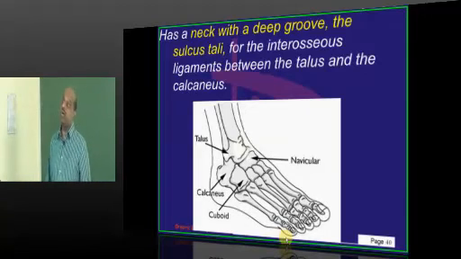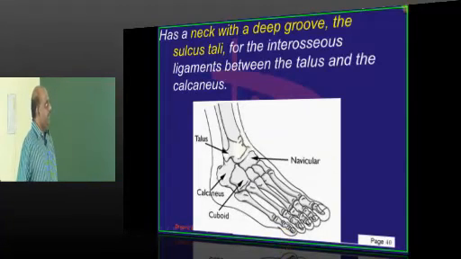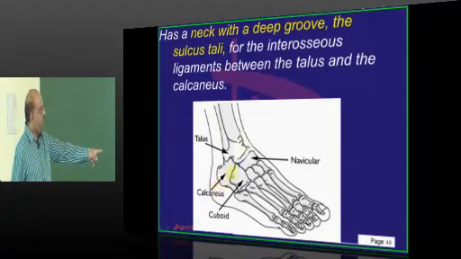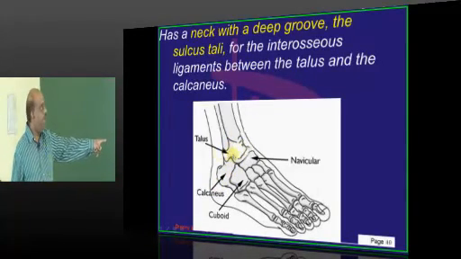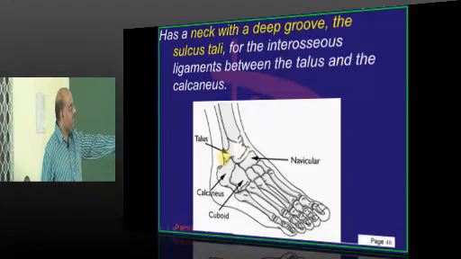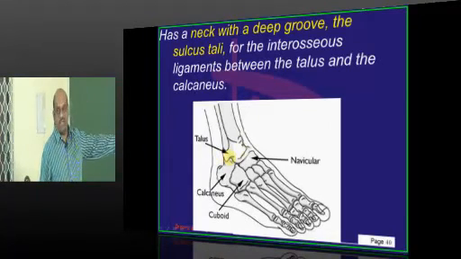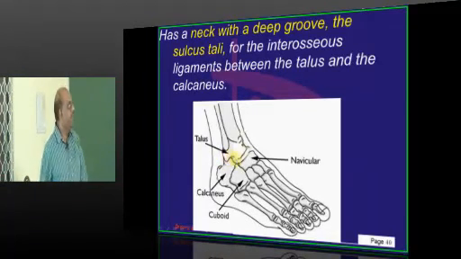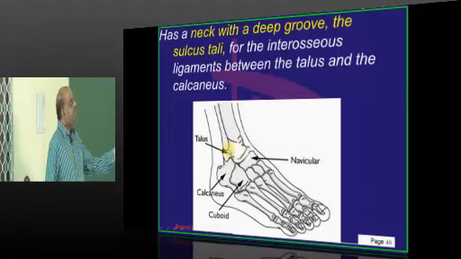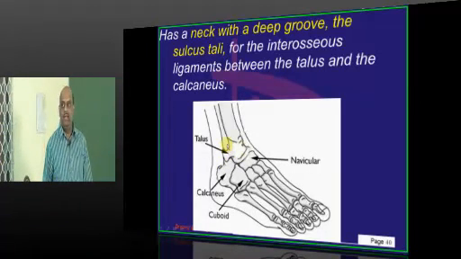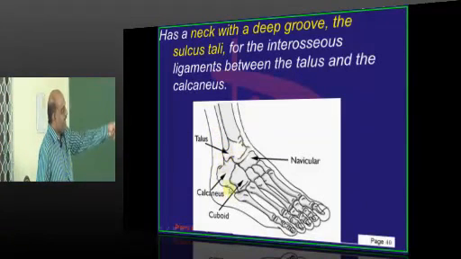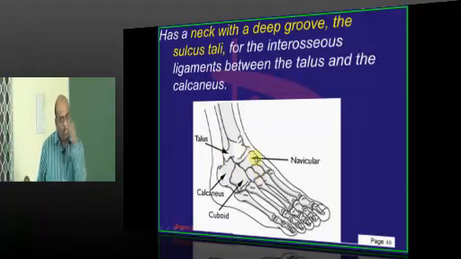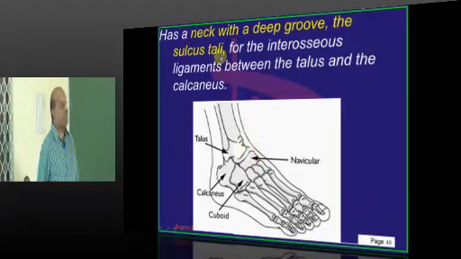The talus has a neck with a deep groove, which is called the sulcus tali. So what is the purpose of this sulcus tali? There are some ligaments passing between the talus and calcaneus. When they are passing, they need a little space, a groove in the talus, which is called the sulcus tali.